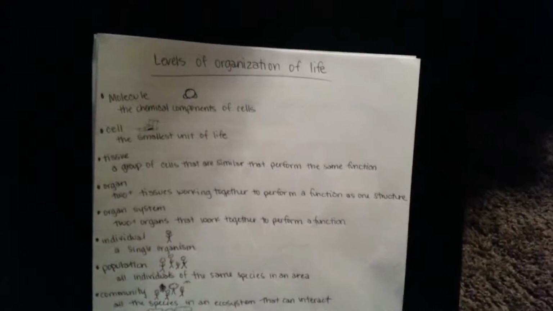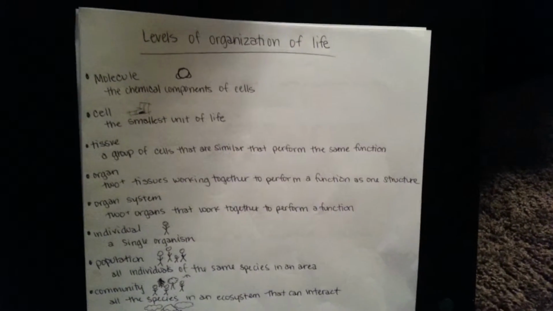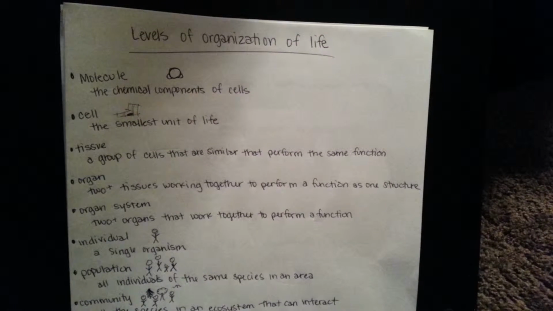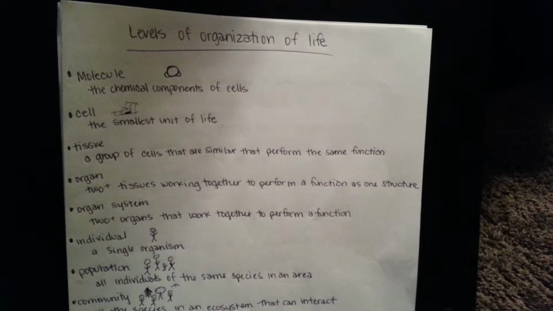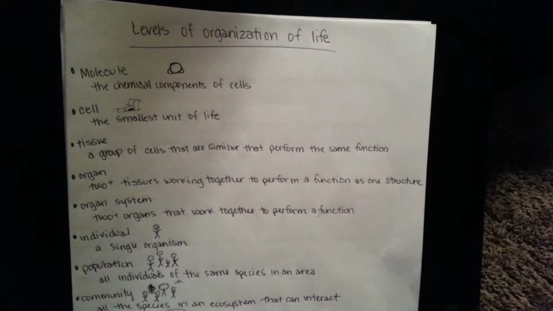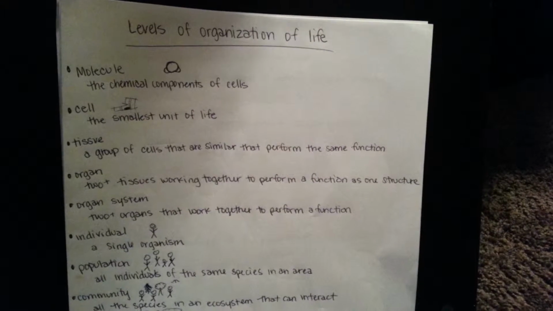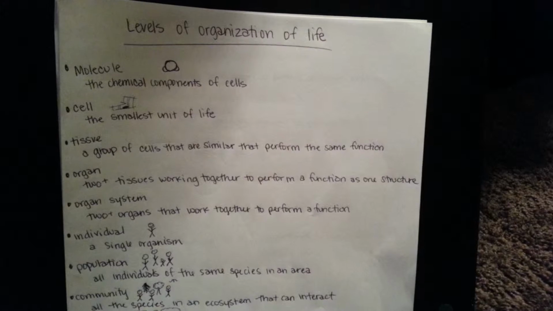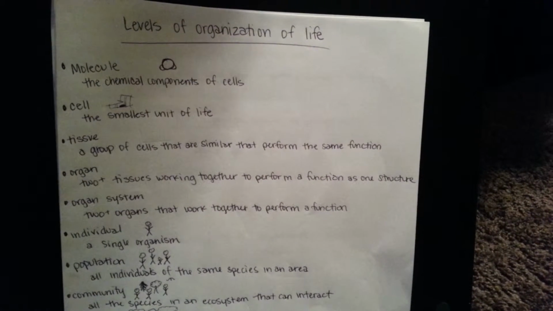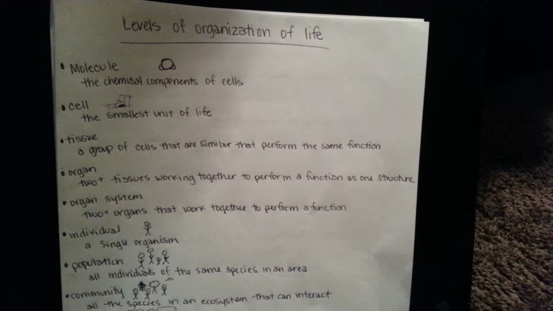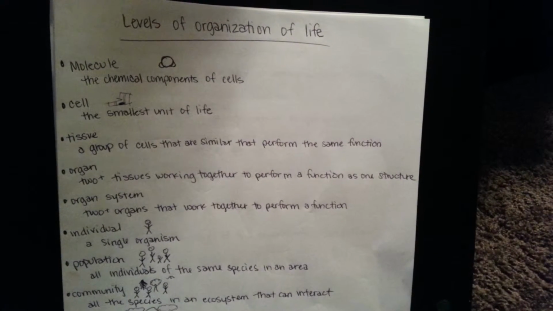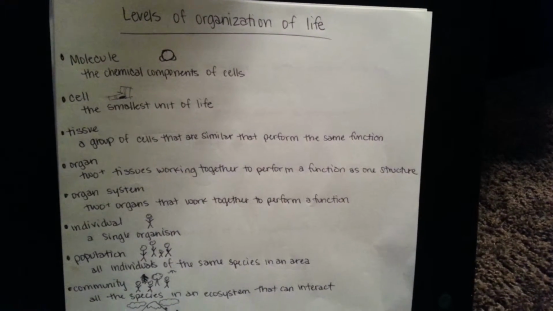And this is levels of organization of life. Start out with the molecule, the chemical components of cells, and then we have a cell, the smallest unit of life. Tissue, which is a group of cells that are similar, that perform the same function. An organ, two or more tissues working together to perform a function as one structure. An organ system, which is two or more organs that work together to perform a function.